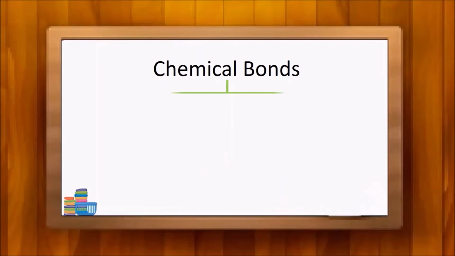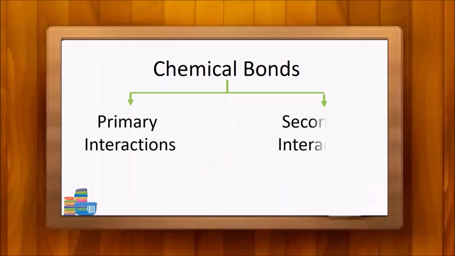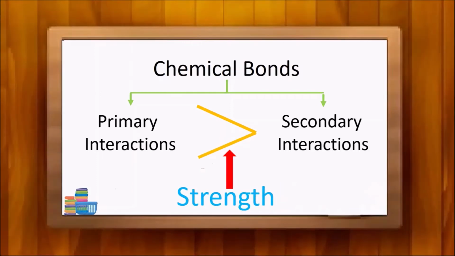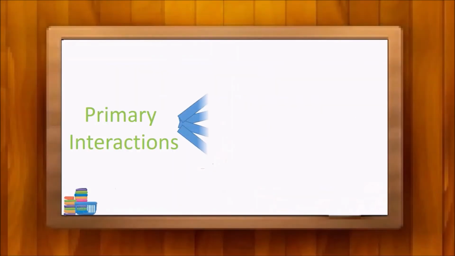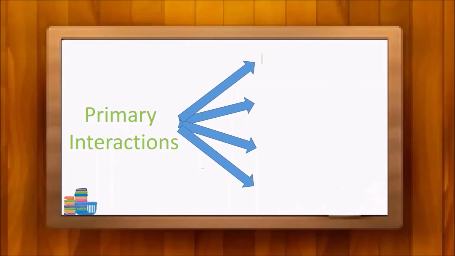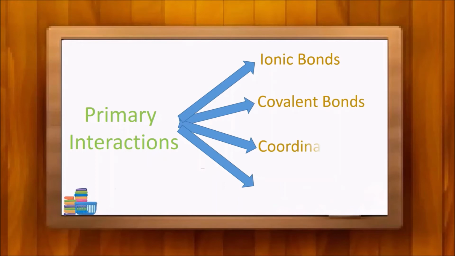There are two basic types of chemical bonds. They are primary interactions and secondary interactions. The primary interactions are stronger than the secondary interactions. Why? You can come to know about this after learning the rest of this video and understanding the way these separate types of bonds get formed. There are 4 types of primary interactions. They are ionic bonds, covalent bonds, coordinate bonds, and metallic bonds.